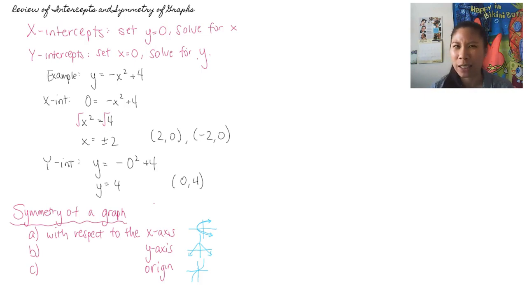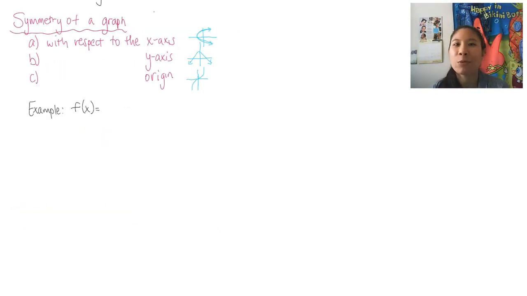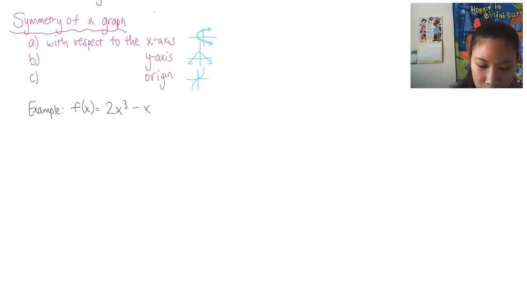So with a graph, it's really easy to tell which one of these works. If you're just given an equation, we still want to be able to tell their symmetry without having to graph it out every time. That's kind of annoying. So let's say we're just given an equation. f of x equals 2x cubed minus x. And we don't know what the graph looks like, nor do I want to really graph it out.